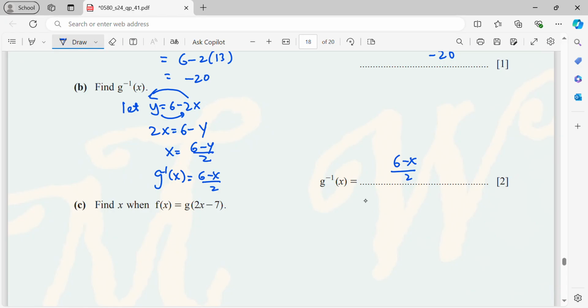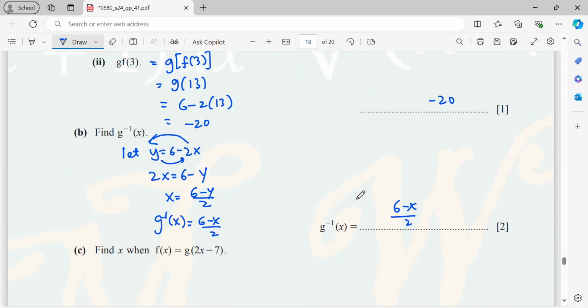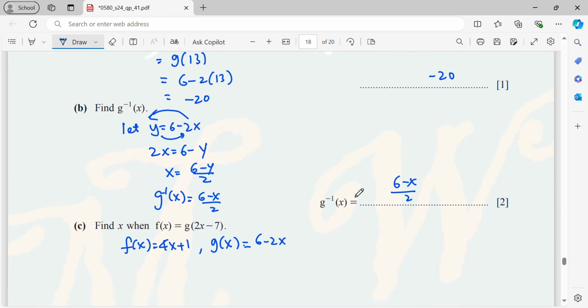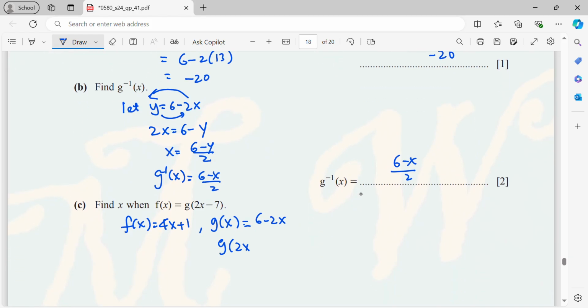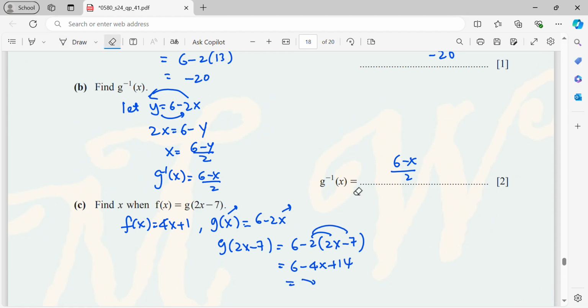Find x when f(x) equals g(2x minus 7). So your f(x) is 4x plus 1. Your g(x) is 6 minus 2x. So g(2x minus 7) means you change the x to 2x minus 7. Then I will get 6 minus 4x, then here is plus 14. So you will get 20 minus 4x.